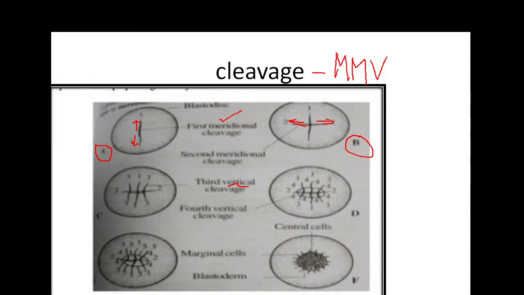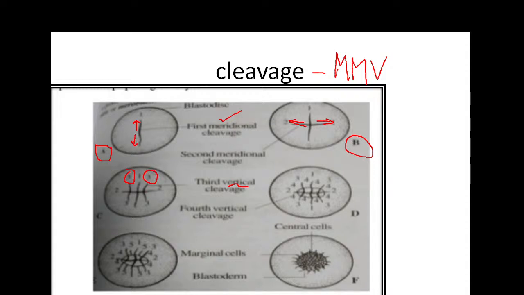Vertical cleavage, it actually lines, vertical cleavage line passes parallel to the equatorial plane. So this vertical cleavage is parallel to the first division. Parallel to the first division, the vertical cleavage takes place. This is the first division. Parallel to the first division, two divisions will take place. That is the third cleavage.